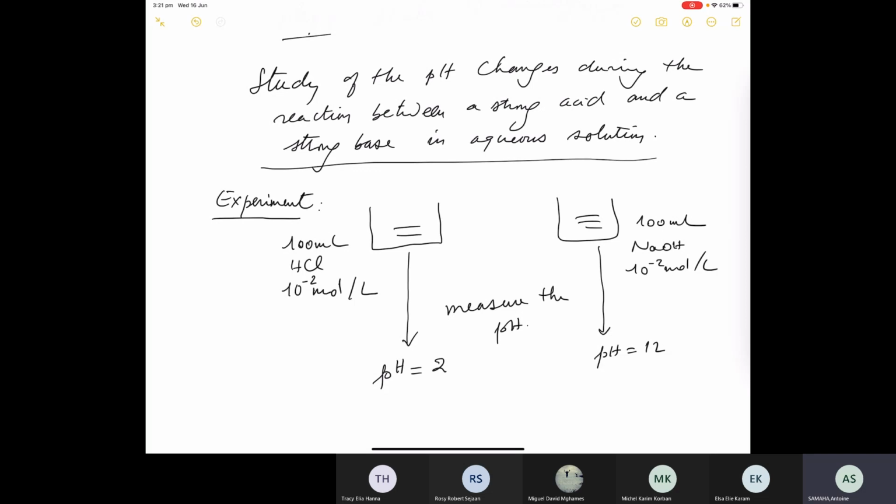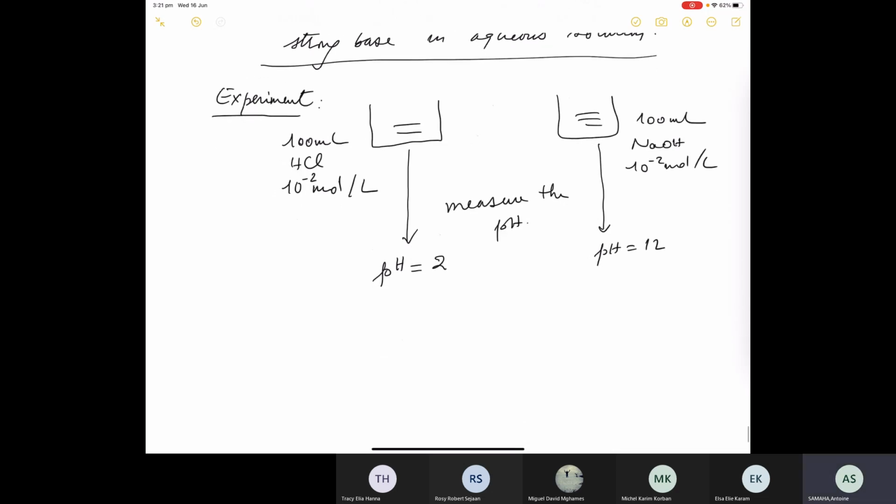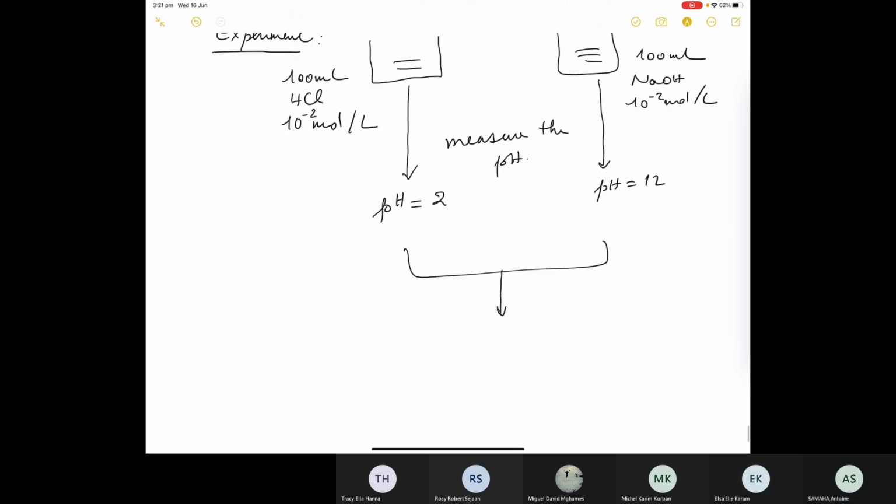We said at this point we start by measuring the pH of each solution. The acid came out 2, the base came out 12. Very good. Now the two solutions are mixed in the same beaker.